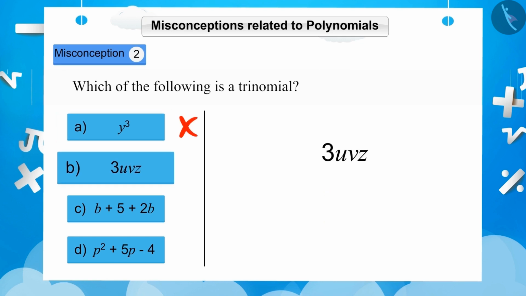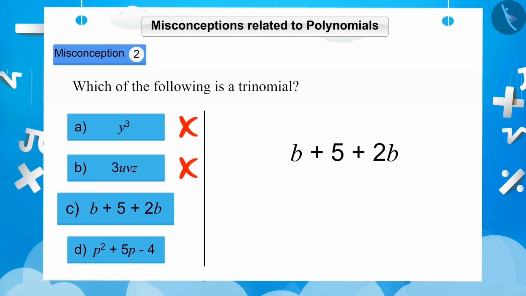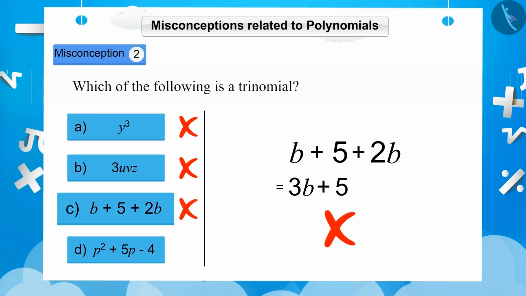B. 3uvz. This option too has a single term. This too is not a trinomial. Hence, this is not the correct option. C. b plus 5 plus 2b. If you observe option C here, b and 2b are like terms and the second term is 5. Hence, it's a binomial. So this too is not the correct answer.